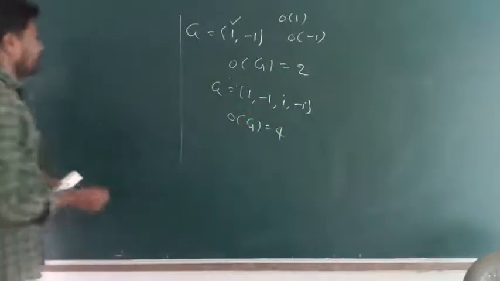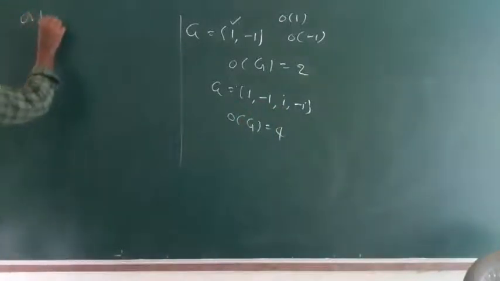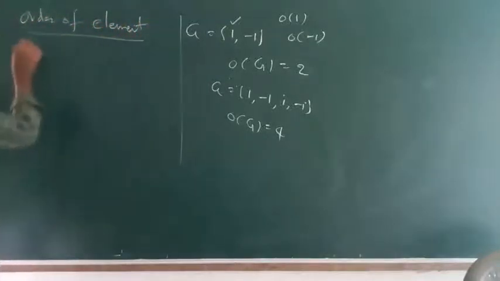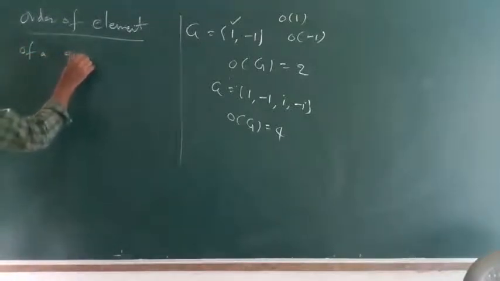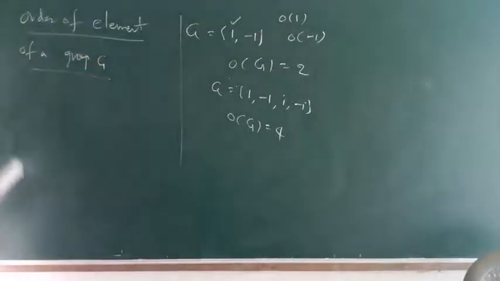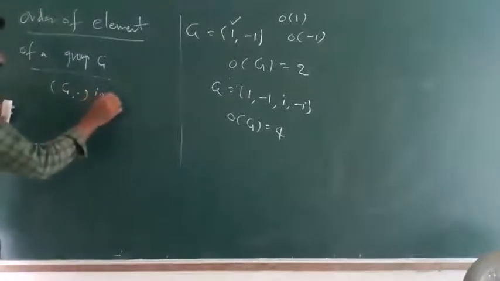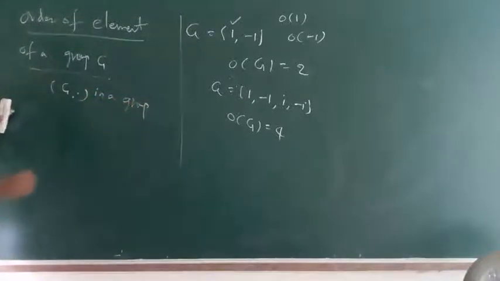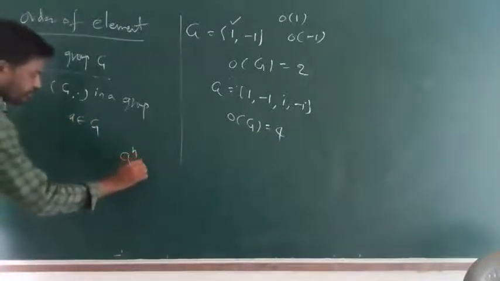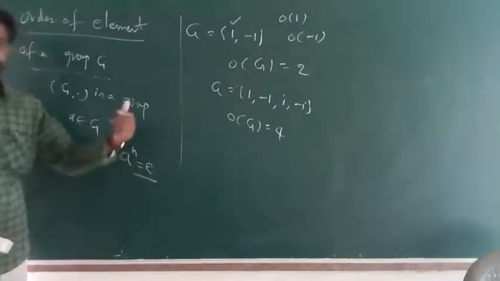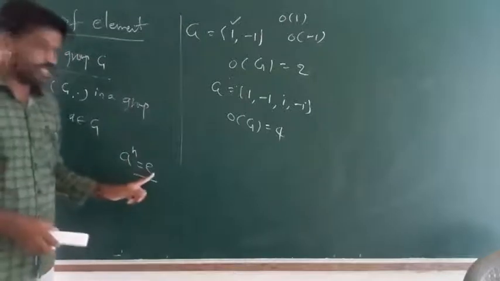So what is the main definition? Order of an element of a group G. The definition is very easy. G comma dot is a group and you can select an element a belongs to G. This condition must be satisfied: a power of n equal to e. This n value you can select as 1, 2, 3, 4 and so on, and e is the identity element.